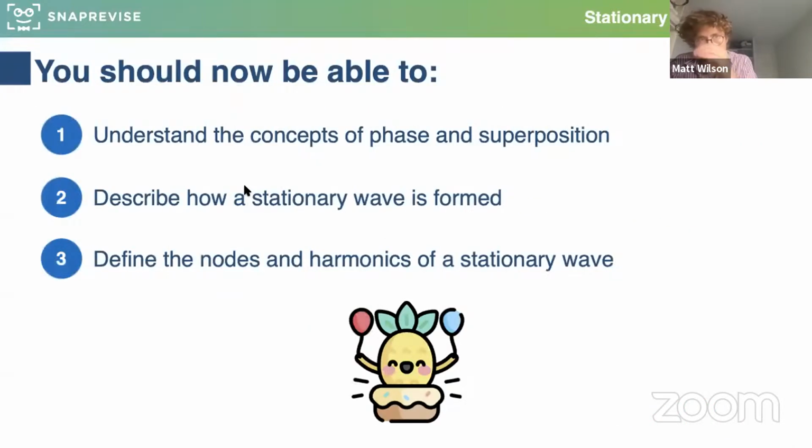Okay, good. So that's really the end of the session. You should now be able to understand the concepts of phase and superposition. You should be able to describe how a stationary wave is formed, and you should be able to define the nodes and harmonics of a stationary wave. So good.